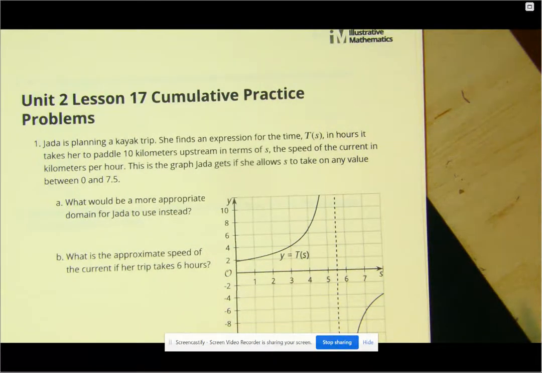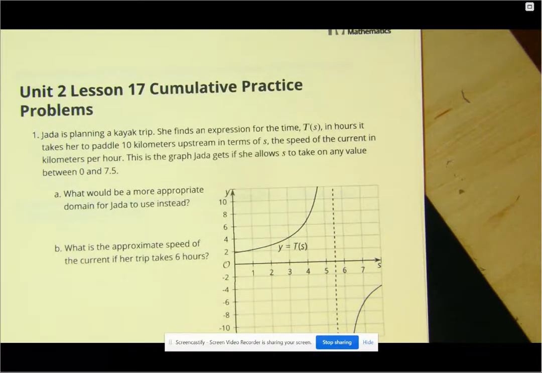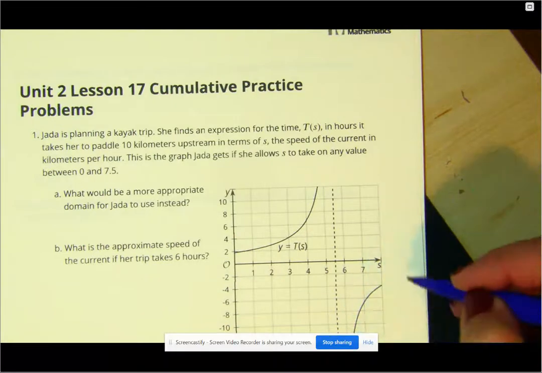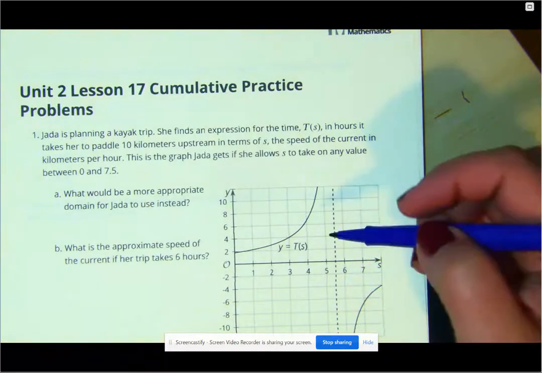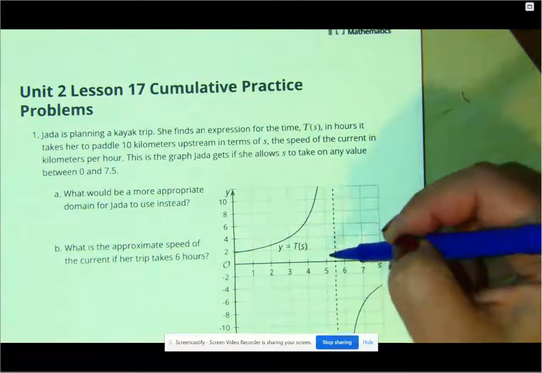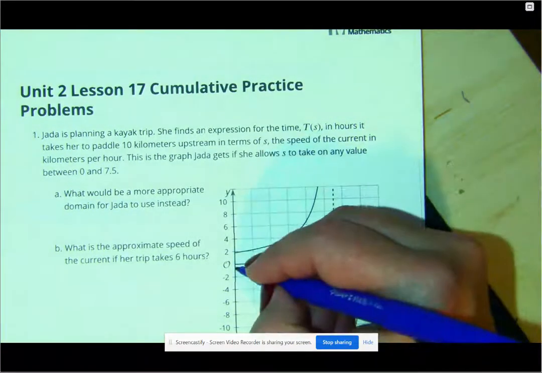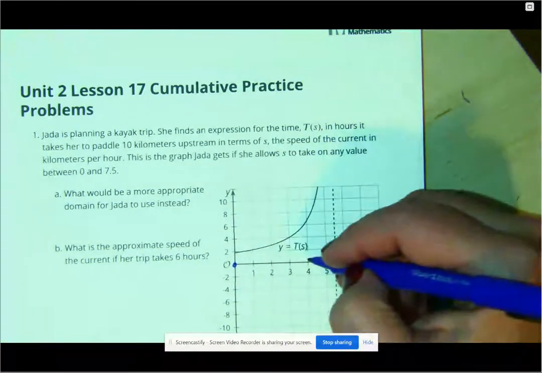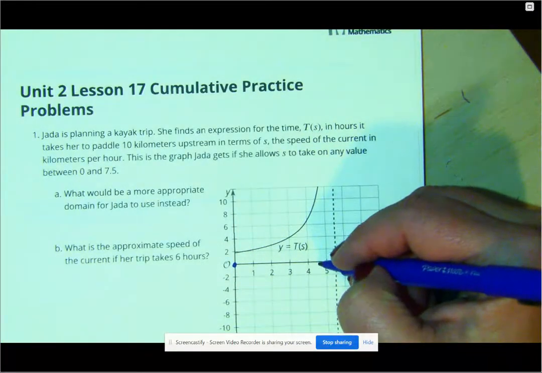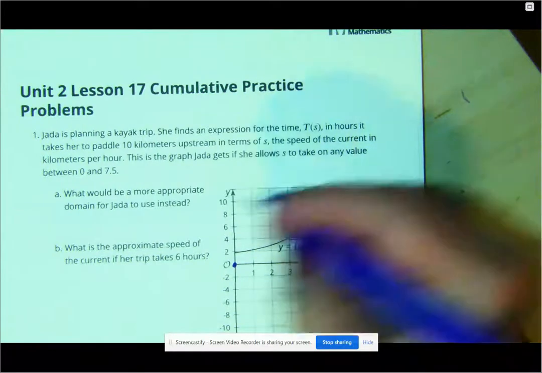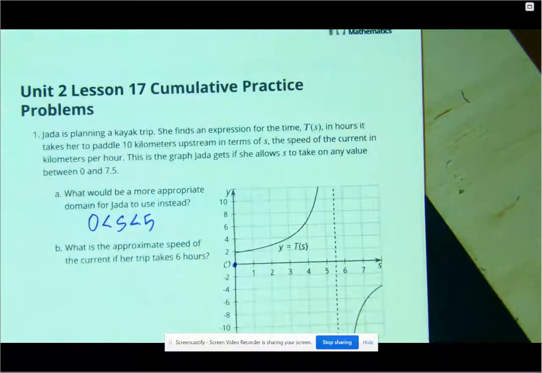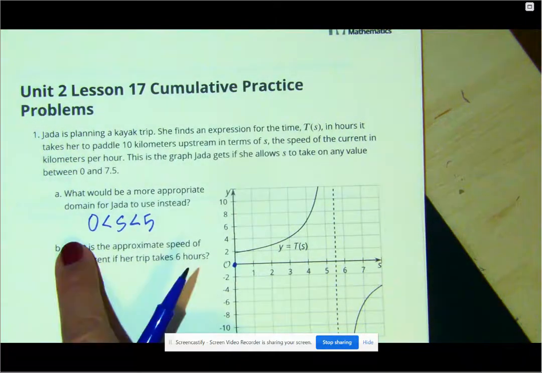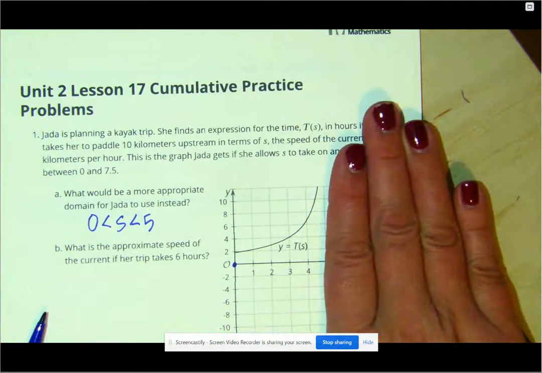Well, since this is a real life problem, and we can tell that this is the picture of a rational function, this branch over here really doesn't make any sense in a real life setting. So really, we only want to look at this part of the graph. So it would be more appropriate to go from 0 to anywhere between like 4.5 and 5. So I would say let's let speed be anything from 0 to 5. So we're only considering those solutions.